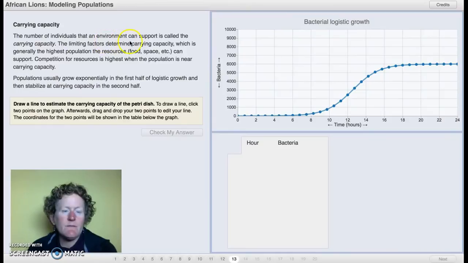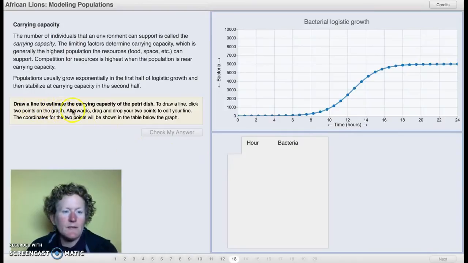The number of individuals an environment can support is called the carrying capacity. So that 75 to 100 was definitely the carrying capacity. The limiting factors determine the carrying capacity, which is generally the highest population that the resources, food, space, water, can support. Competition for resources is highest when the population is near capacity. Populations usually grow exponentially in the first half of the logistic growth and then stabilize at carrying capacity in the second half. So here's where the exponential growth occurs, and then it slows down and you kind of reach carrying capacity here. This is the petri dish, has no more space for any more bacteria to grow on the agar.